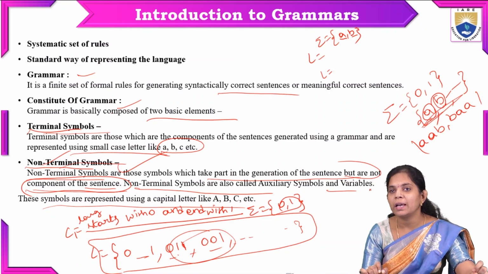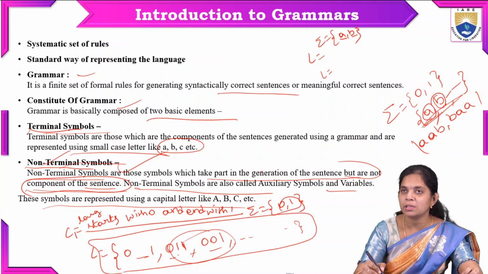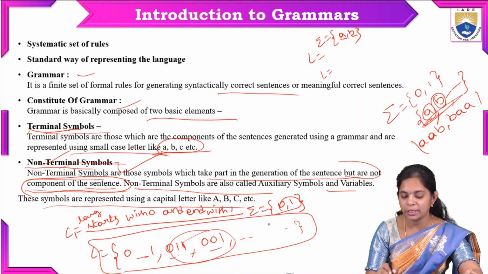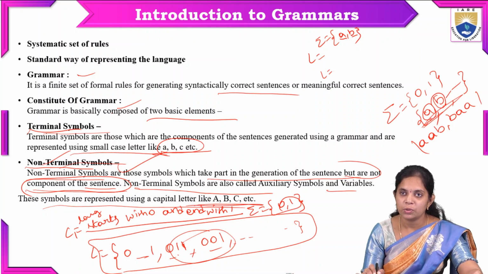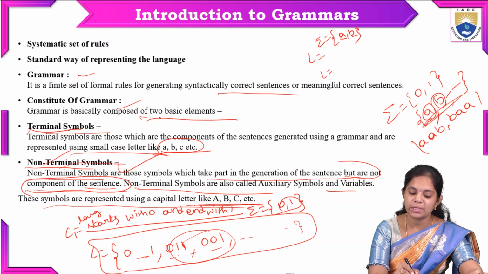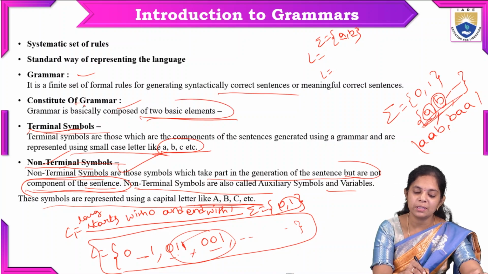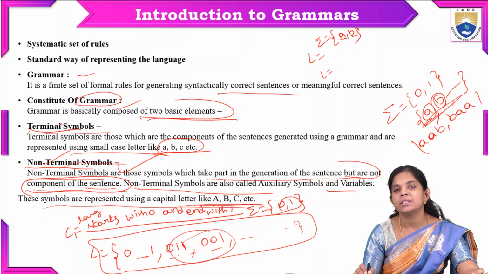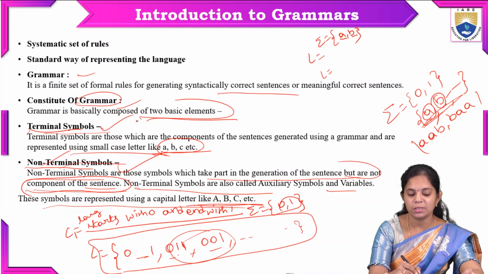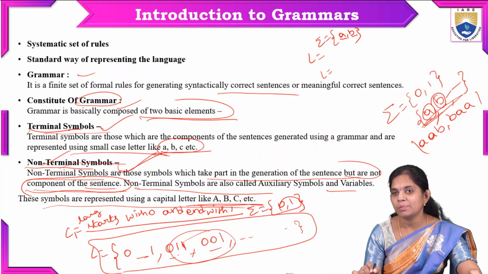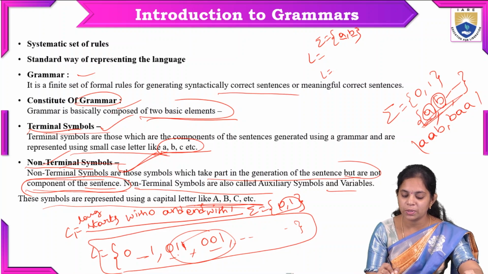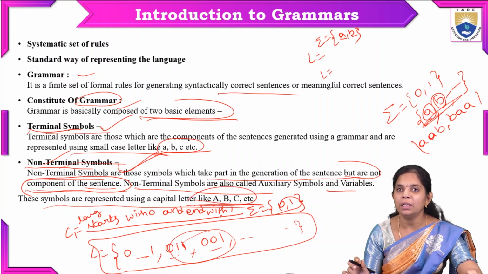Generally this grammar has two things: terminals and non-terminals. Terminals are represented with small letters and non-terminals are represented with capital letters. These are the two basic elements of grammar: the terminal symbol and the non-terminal symbol. Terminal symbols are represented with small letters, and non-terminal symbols are represented with capital letters.